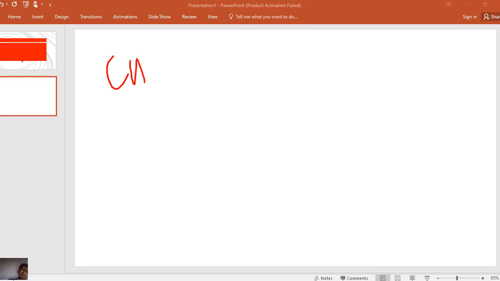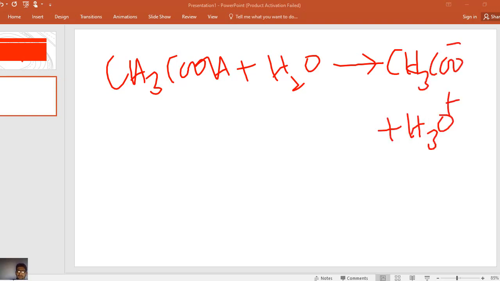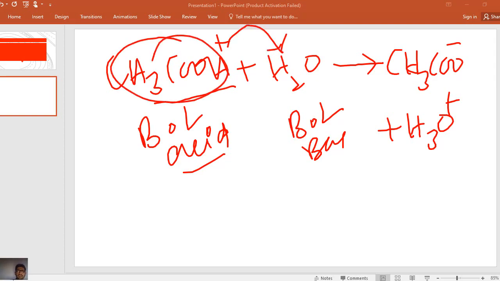Similarly, CH3COOH, acetic acid, so this is the hydrogen proton donor. This is the Bronsted-Lowry acid, while this is the Bronsted-Lowry base. This is the proton donor and this is the proton acceptor.